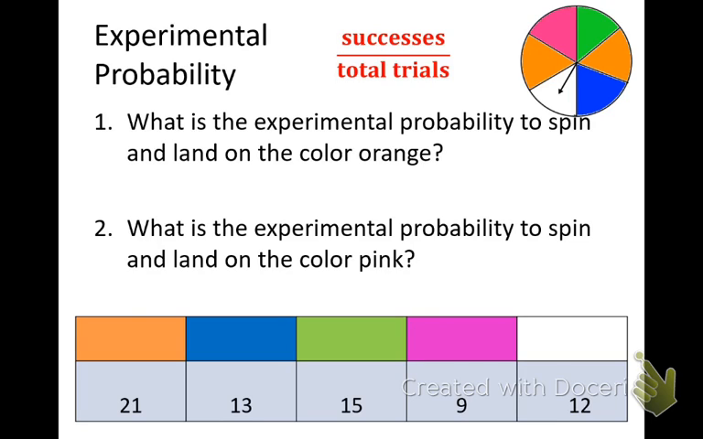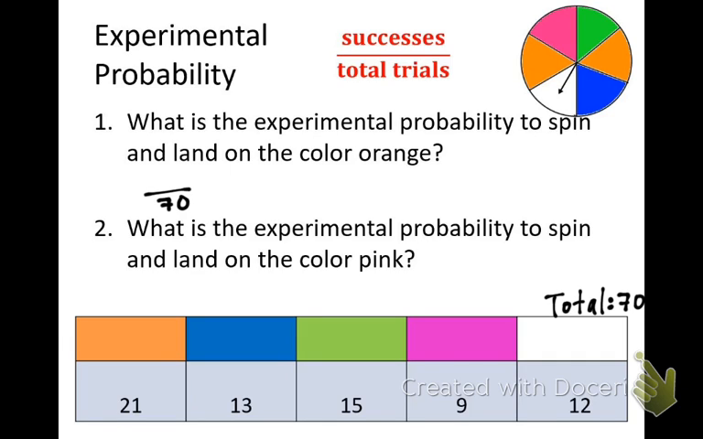So do we know how many times we tried spinning this spinner? How could we find it? Add them all up. What do we get for the total? Just going to write it over here. 70? Do we agree? Okay, 70. So that means for this fraction, when we do experimental probability, 70 is going to be on the bottom.